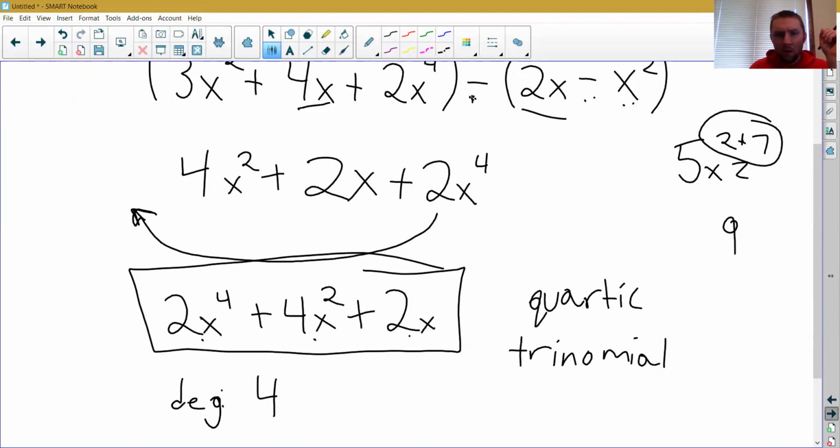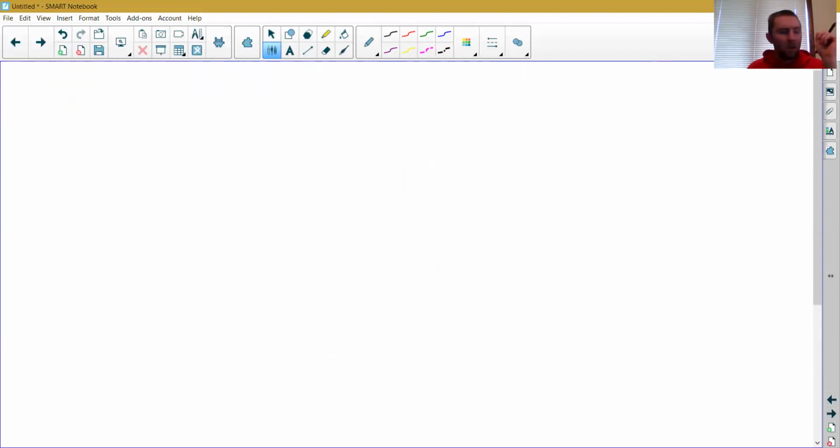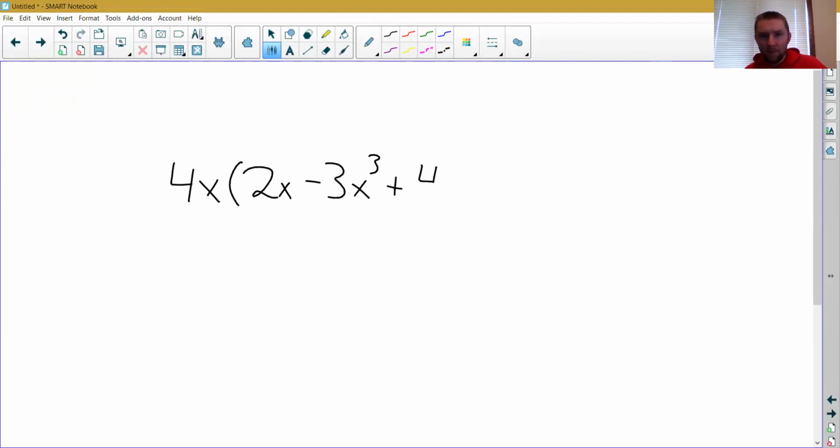Section 8.2 then was more about the distributive property. We were applying the distributive property to polynomials. So we were doing things like 4x times, in parentheses, 2x minus 3x to the third plus 4. And we were taking this and simplifying it, or writing it in standard form. Okay, so no parentheses, no like terms that can be combined, etc.